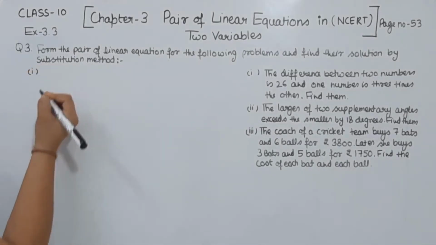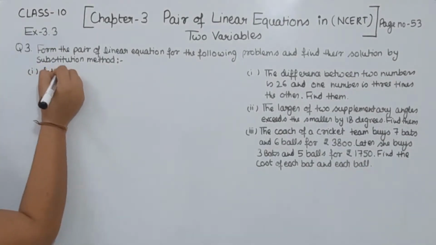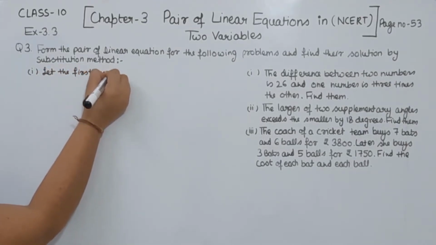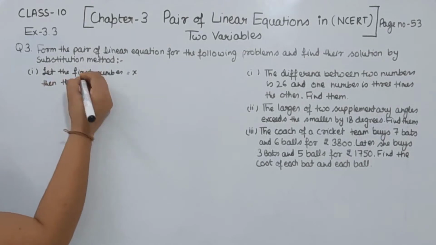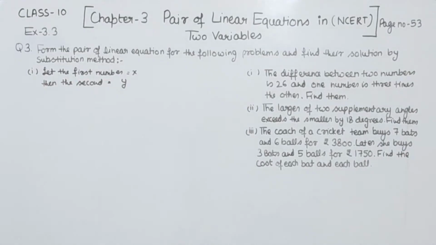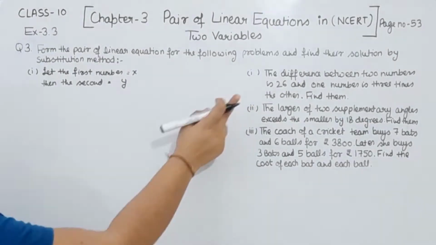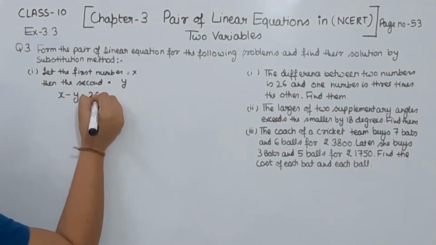In the first one, we are having the difference between the two numbers is 26 and one number is 3 times the other. So we are going to let the first number be x, then the second number we are having as y. As per the question, both the numbers have a difference. When we subtract them, we'll have 26. So the first equation we are having is x minus y is equal to 26.